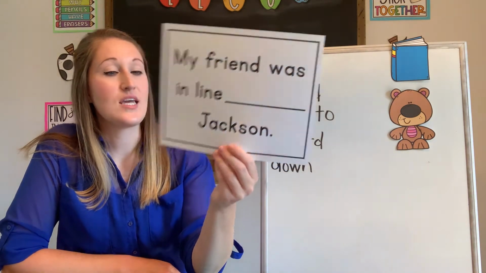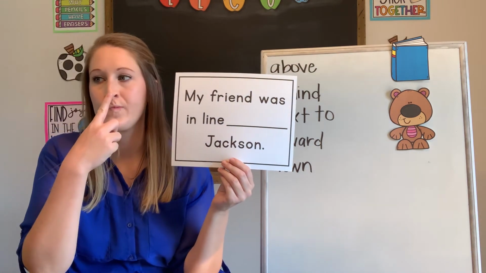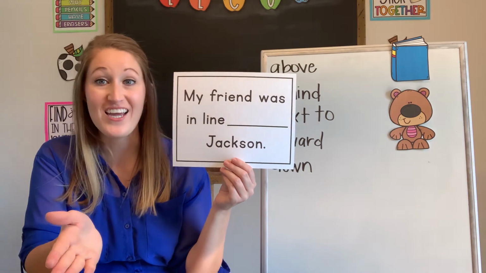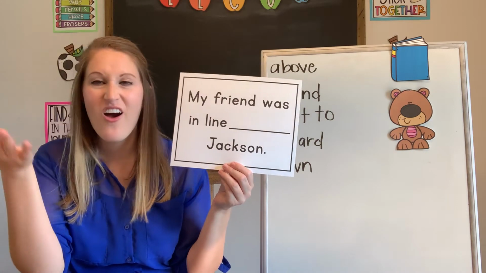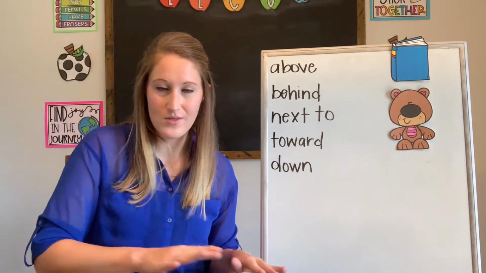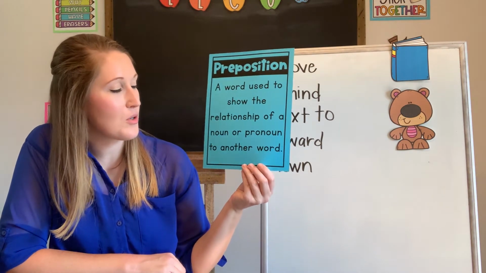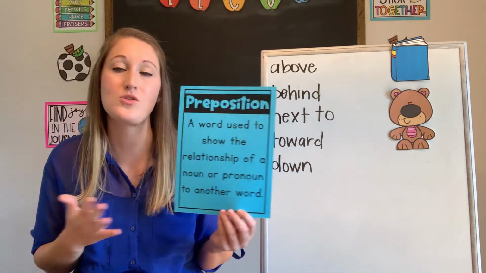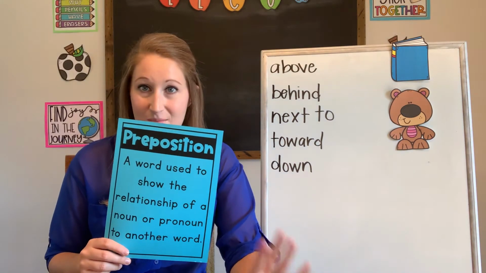My friend was in line blank Jackson. Where was your friend? In front of Jackson? Behind Jackson? Next to Jackson? Near Jackson? All really great words. Awesome job. Right. So let's reflect just a little bit. Prepositions. Words used to show the relationship of a noun or pronoun to another word. So we're talking about how are these words related to each other, right? Thinking about our location, our time, and our direction.